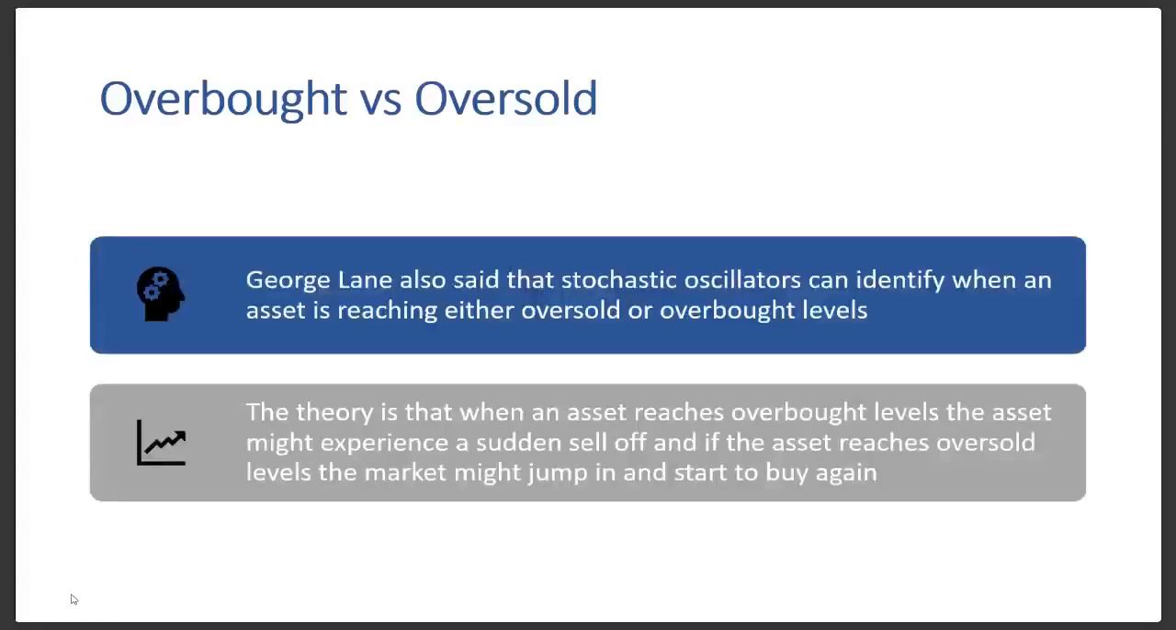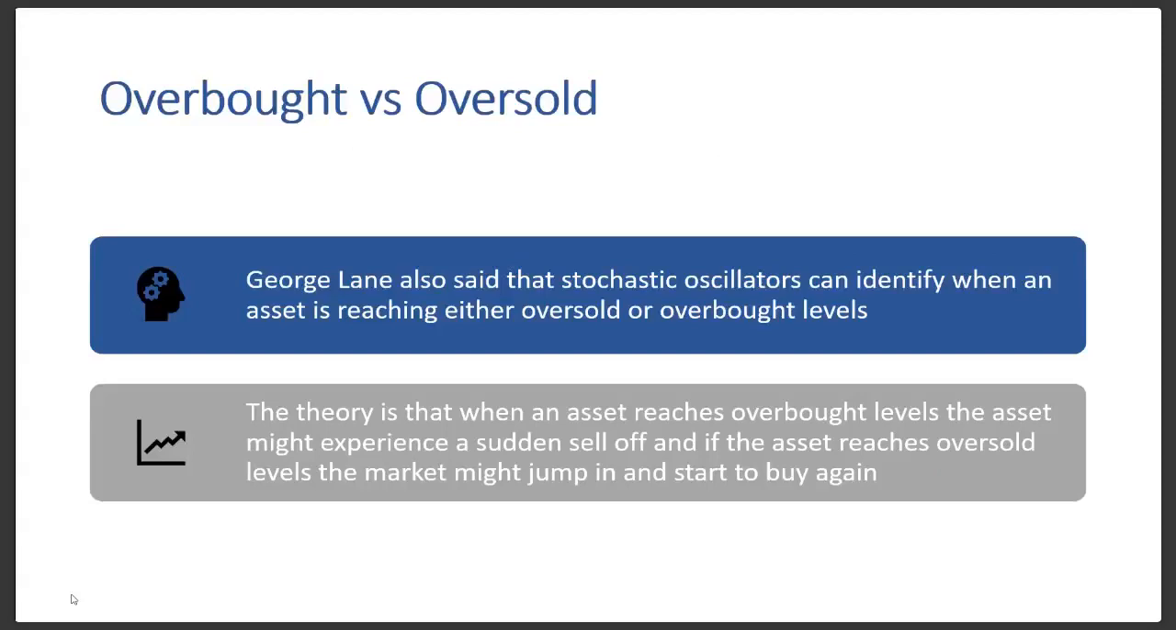Now, George Lane, like I say, he's obviously passed away now, it's the 1950s. He really believed that oscillators can identify when an asset is overbought or oversold. And why is this important, James? Well, the theory is that if an asset reaches oversold levels, there are no sellers left in the market.